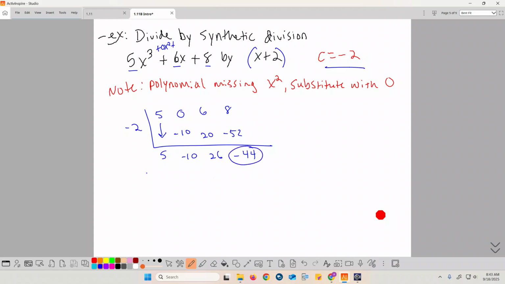So this is our remainder, and then to write out our quotient, if we ever have to do that, this is the constant, this is the x, and this is the x squared. So that's 5x squared minus 10x plus 26 minus 44 over, what do we got there? x plus 2. There we go. Okay, so this is how we could write out that final answer.